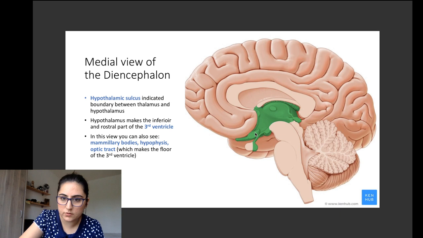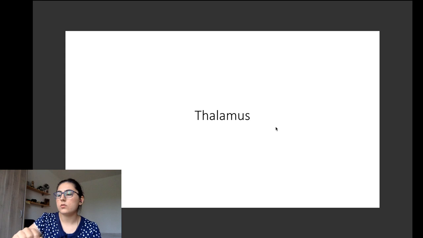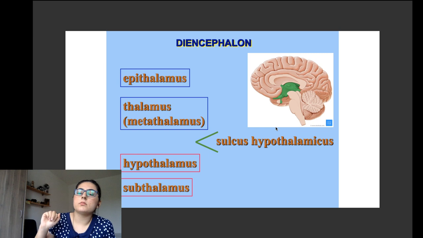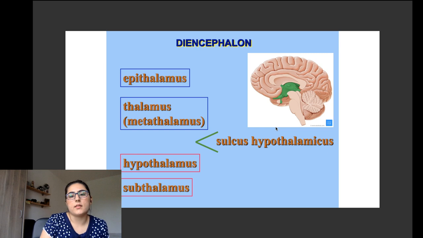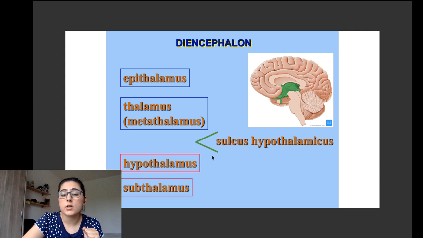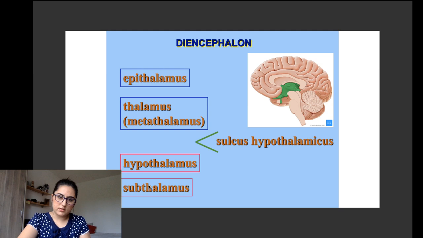Alright, so now let's recap what I spoke about, because I know it's a lot of information all at the same time. I spoke about the overview anatomy of my diencephalon. We have the epithalamus, which consists of the pineal body and my habenular trigone. Then we have the thalamus, this egg-shaped structure, the hypothalamus, which is divided by my sulcus hypothalamicus, and the subthalamus, these two nuclei that are close to my midbrain.